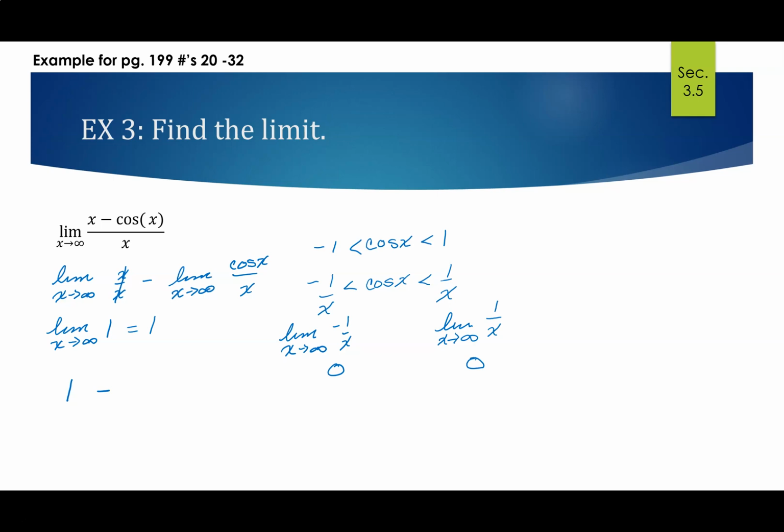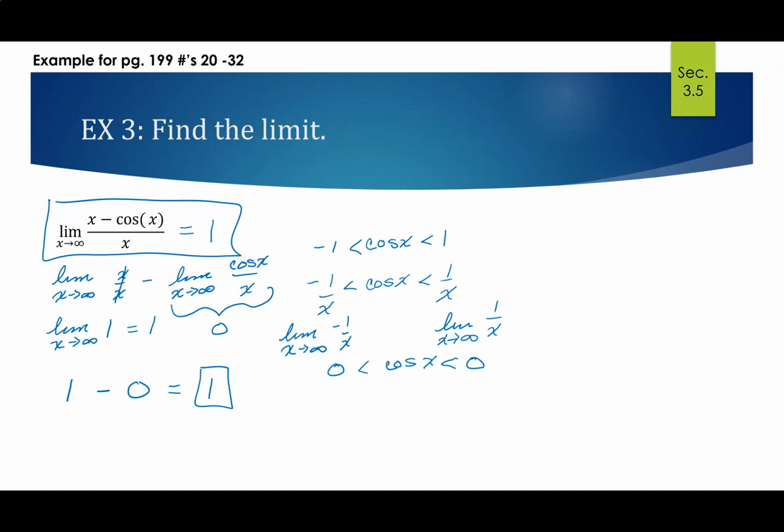Therefore, that means if cosine is between these two, then the limit as x goes to infinity of cosine x over x must also be 0. So this entire relationship is 0. So I have 1 minus 0 as my answer, and my final answer, 1. The limit answer is 1.